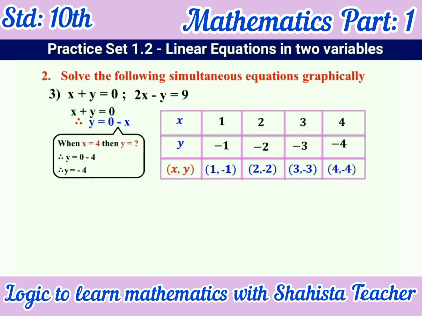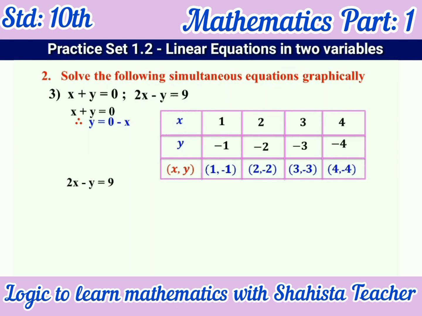Okay, now we will solve the second one. So the second equation says that 2x minus y is equal to 9. So here again two variables are there, x and y. We will consider the value of x and we will find the value of y. We have to calculate the value of y and we have to consider the value of x. So we will assume that x is equal to 1, x is equal to 2, x is equal to 3 and x is equal to 4.